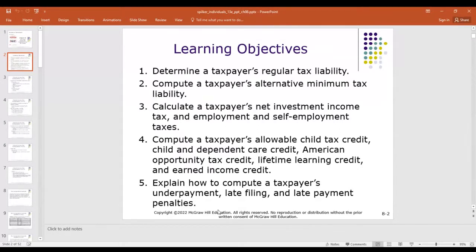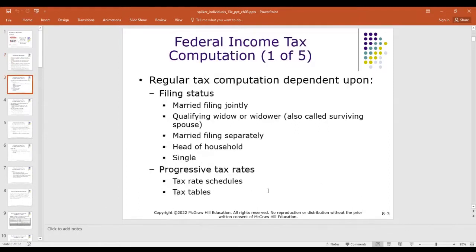The first being the child tax credit, which is different for 2021. The child and dependent care credit, drastically different than the past. The education credits, American Opportunity and Lifetime Learning. And finally, the earned income credit. Now, those aren't all of the credits that are available for taxpayers, but those are generally the most common ones. And then in the last section, they talk about how we compute underpayment of taxes, late filing fees, and late payments. So let's get started.